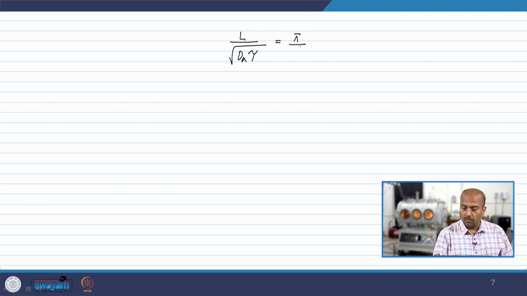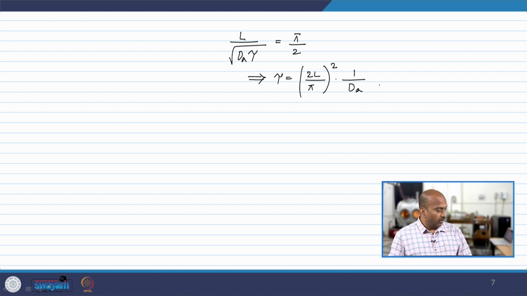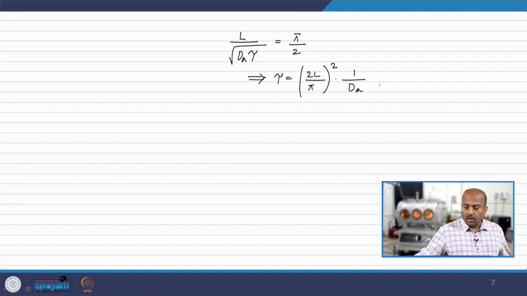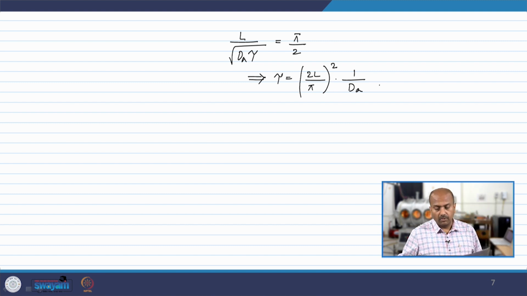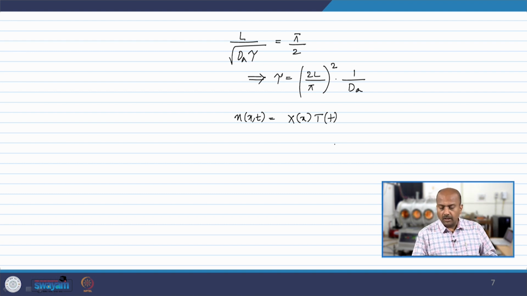So, it should be equal to pi by 2, which implies tau is equal to (2L by pi) whole square times 1 by D_A. Simple algebra will give you this particular form, okay. Now, we have both the things. We know how we can get X of x and T of t. So, we know n of x, t as X of x times T of t. So, we want this at L, we want the density to be maximum.